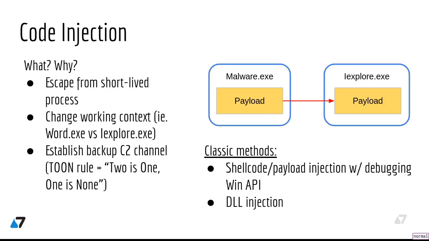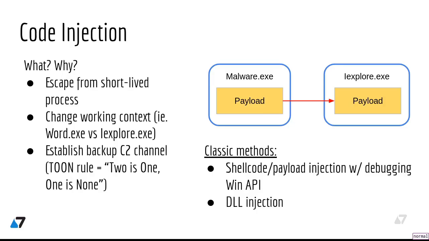Okay. Another reason is changing your working context. And what do I mean by that? So let's say your payload got executed inside the Word.exe process. And now you want to execute an additional payload, like a second stage shellcode, for example, but it needs to be downloaded from your control server, which is on the internet.